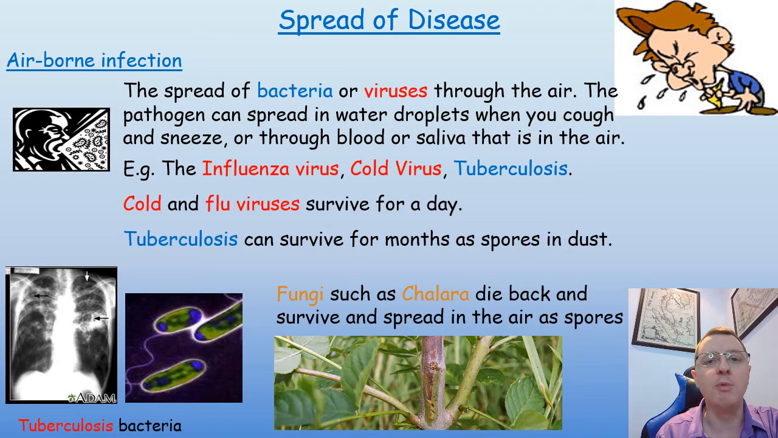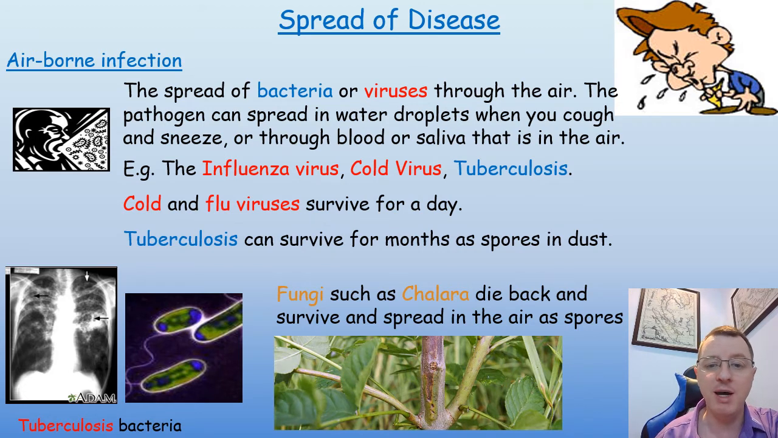The second method by which pathogens can be spread is known as airborne infection, and this is the spread of bacteria or viruses through the air. The pathogen can be spread in water droplets when you cough or you sneeze, or indeed through blood or saliva that may have entered the air as well. A couple of examples are the influenza virus, the cold virus, even the bacteria tuberculosis. The cold and the flu viruses can survive for about a day in the air, whereas the tuberculosis bacteria can survive for months as spores in dust, so it can be even more infectious for a much longer time.